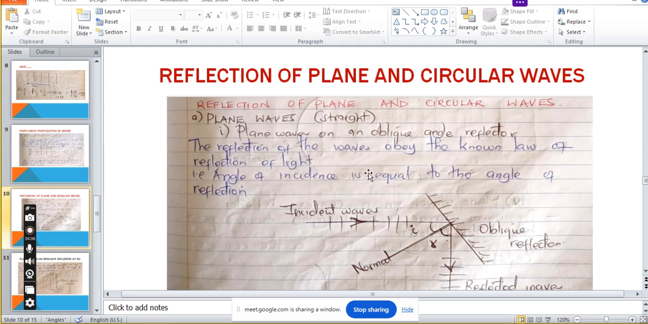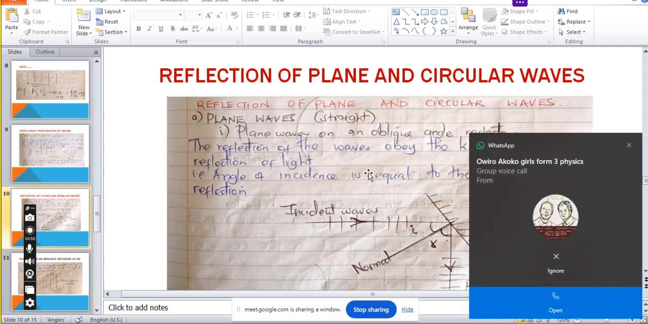Plane waves on an oblique angle reflector. The reflection of the waves obeys the known law of reflection of light. Example, angle of incidence is equal to the angle of reflection. Okay.